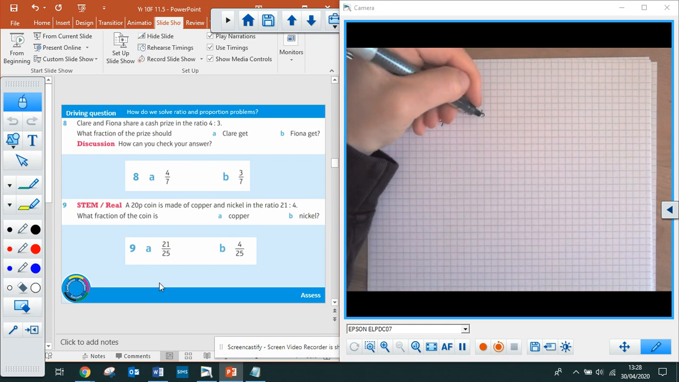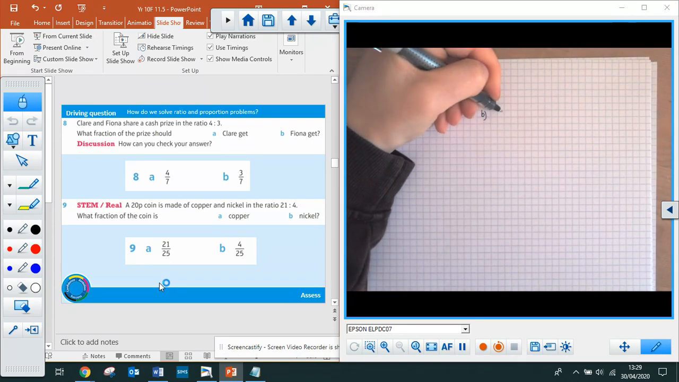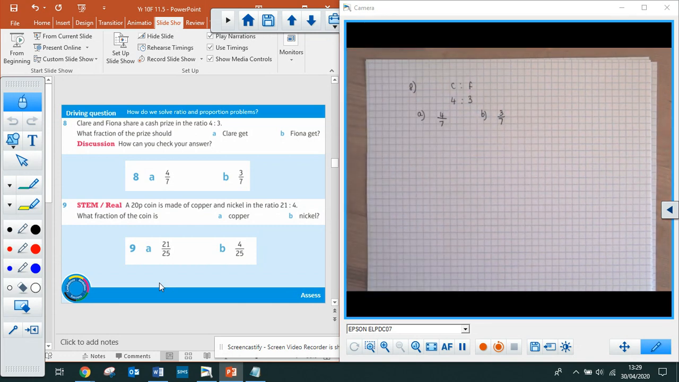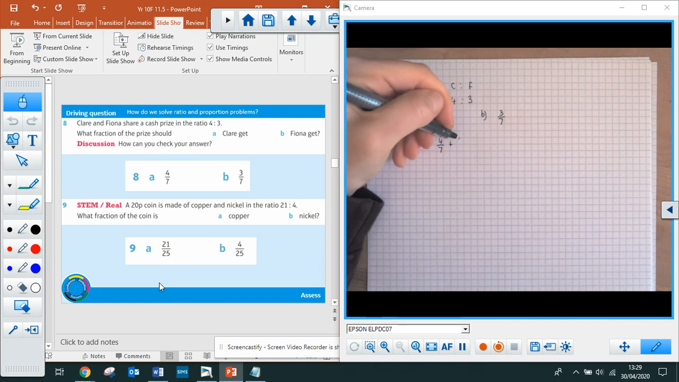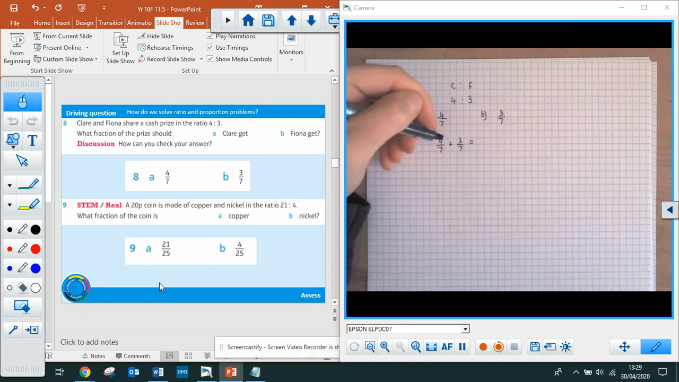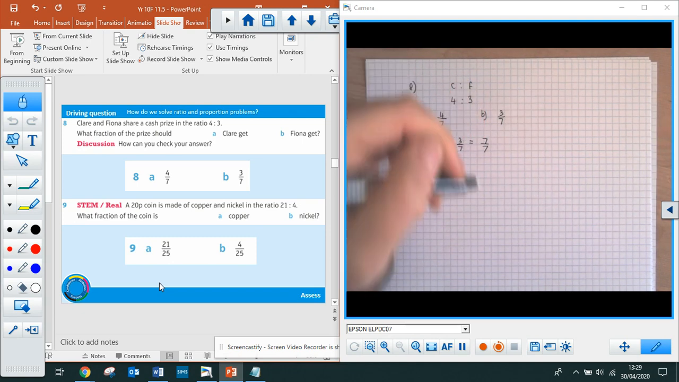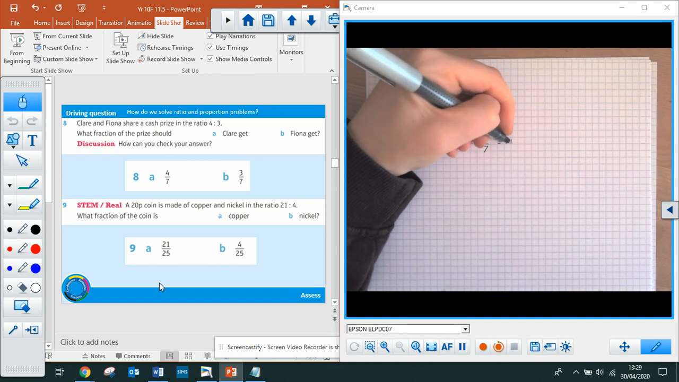What about Fiona? Well, 3 parts belong to Fiona, out of a total of 7 parts. So 3/7 is what we would expect Fiona to get. Then at the bottom it says, how can you check your answer? Well, you can check your answer by adding your 2 fractions together and making sure that they add to 1 whole, okay? So 4 add 3 is 7, and the denominator stays the same. So 7/7 is 1 whole.